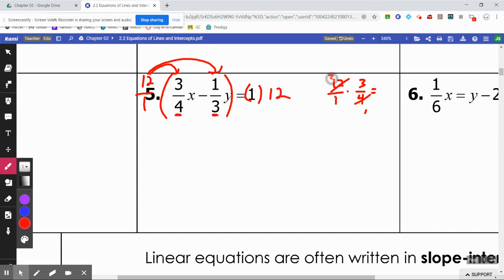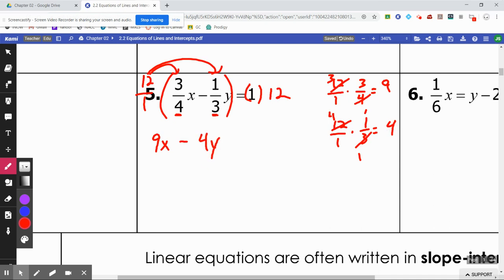Cross cancel leaves you a 1 and a 3. You get 9. Notice there's no more fractions. 9 over 1, so that turns into 9x. A positive times a negative is a negative. Now we got to do 12 times a third. Cross cancel leaves you with a 4 and a 1. That would be 4 over 1, which is 4.